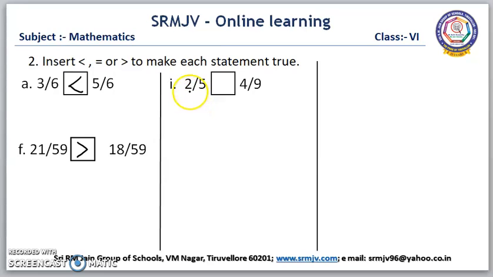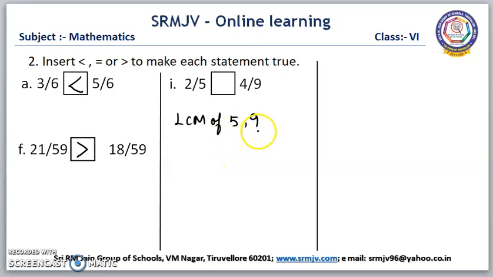The next one, 2 by 5, 4 by 9. Here, unlike fractions. For unlike fractions, we have to change the fractions into like fractions. After that, we have to compare. To change the fractions into like fractions, we have to find the LCM of the denominators. LCM of 5 and 9. Here 5 and 9 are the denominators. So we are going to find the LCM of 5 and 9.